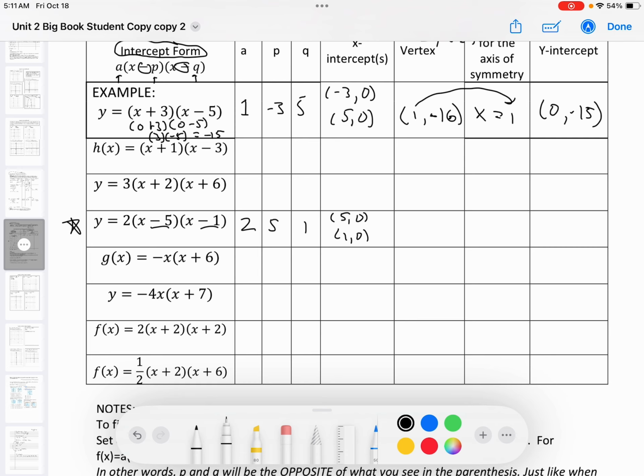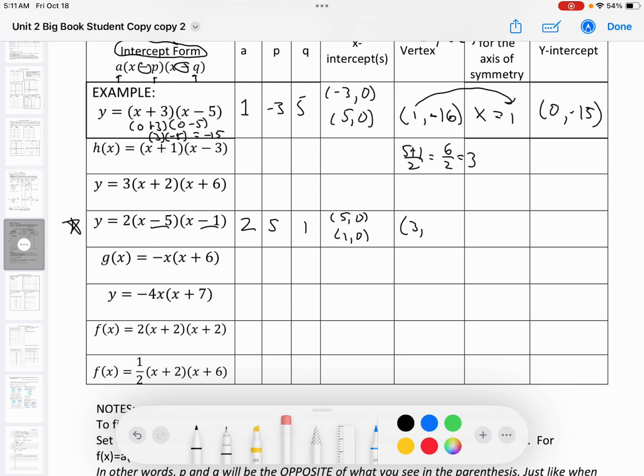To find the vertex, we take p plus q divided by 2. Again, I'm going to do it in this space above, but you'll probably want to do it either on a separate piece of paper or in the margin somewhere. We would take 5 plus 1 divided by 2. 5 plus 1 is 6, and 6 divided by 2 is 3. So our x value for the vertex will be 3. Then we need to substitute that back into this function to solve it.